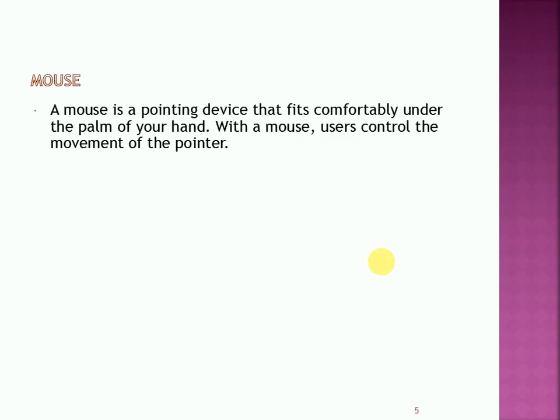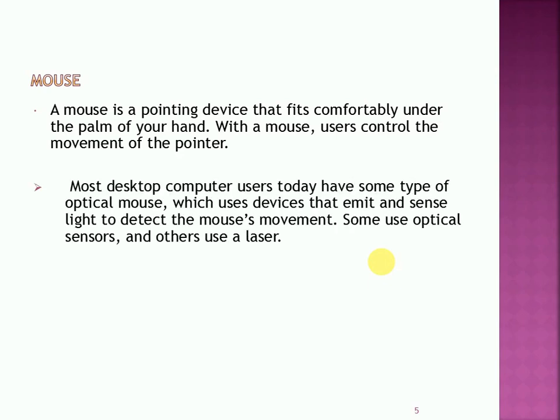The next type of input device is a mouse. A mouse is a pointing device that fits comfortably under the palm of your hand. With the mouse, users control the movement of the pointer on the screen. Most desktop computer users today have some type of optical mouse, which uses devices that emit and sense light to detect the mouse movement. Some use an optical sensor and others use a laser.